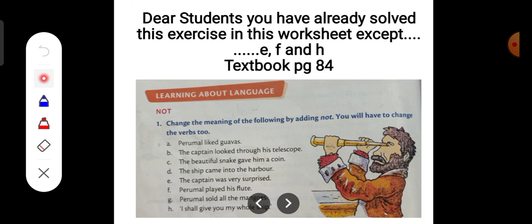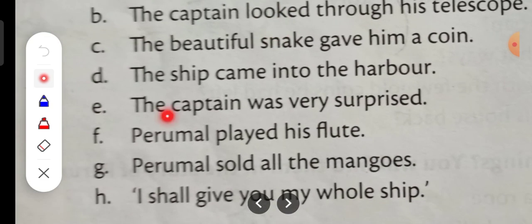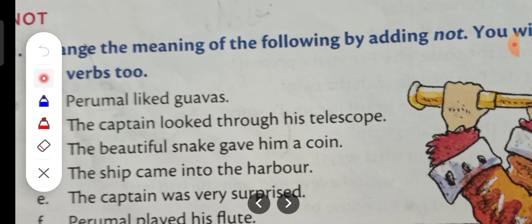Oh, we have to do this. You have already done except for E, F and H. Okay, so E, let us see what is E. The captain was very surprised. So was is here, so we will write the captain was not very surprised. Then after E, which one we have? F and H. Okay.